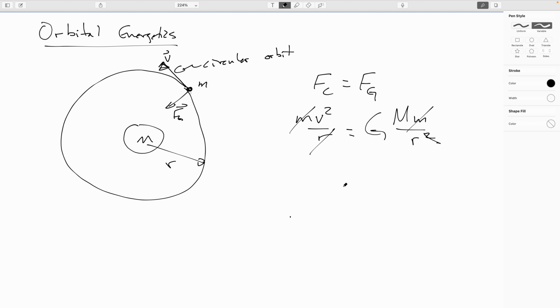So if we take the square root of both sides, we get that v is equal to the square root of GM over r. So that's how fast you have to be going in order to maintain a circular orbit.